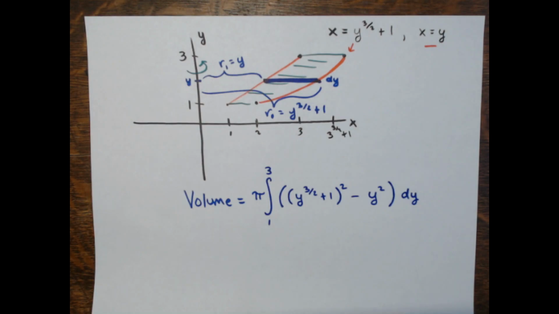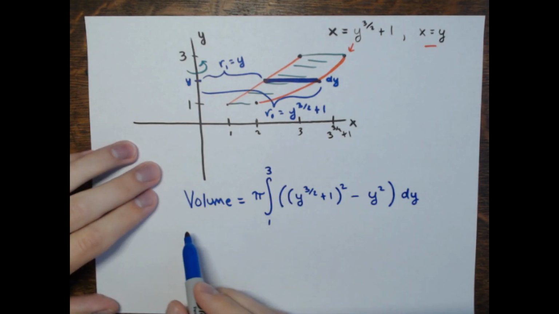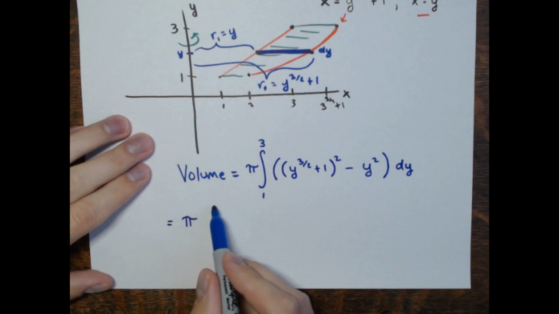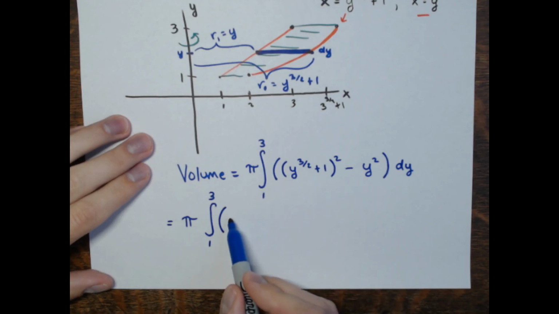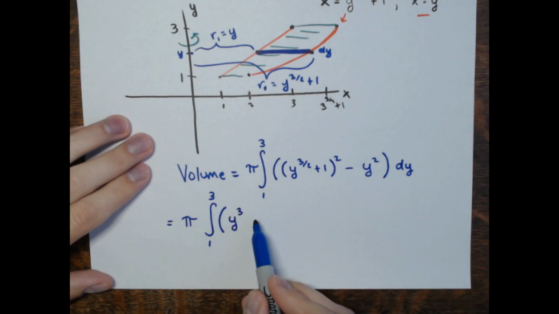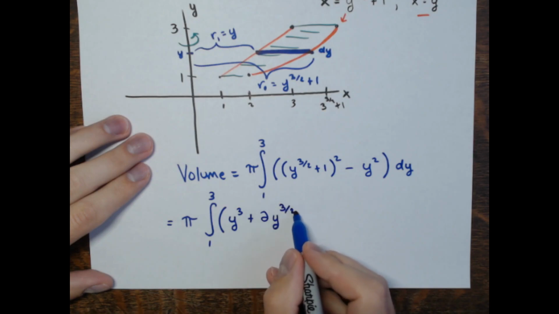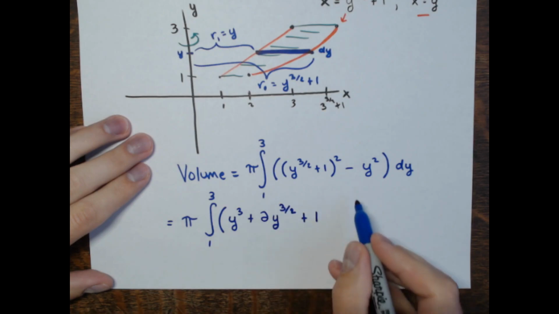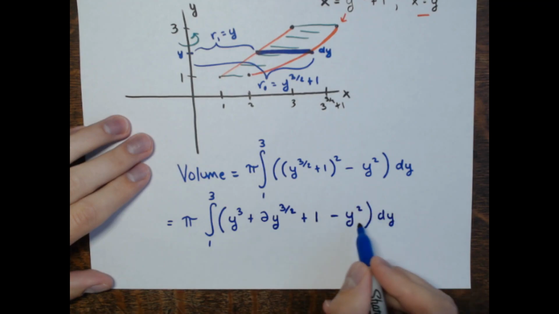Now this won't be a nice rational number, and they do ask us for an exact answer here, so I'm going to have to do this by hand. So multiplying this out, we have pi times the integral from 1 to 3 of, squaring this will give me y cubed plus 2 times y to the 3 halves plus 1, and then you've got the minus y squared over here. Right, so 4 terms in this expression.